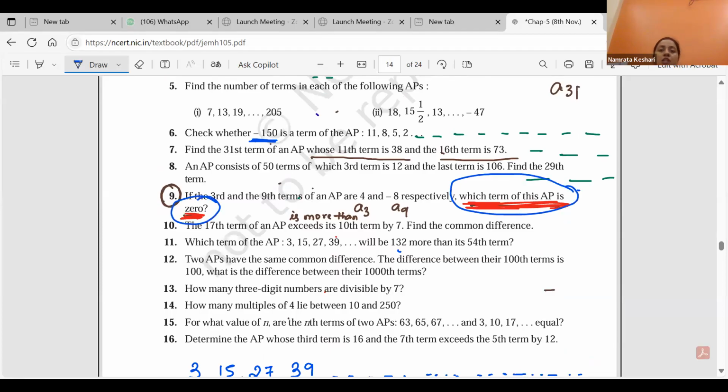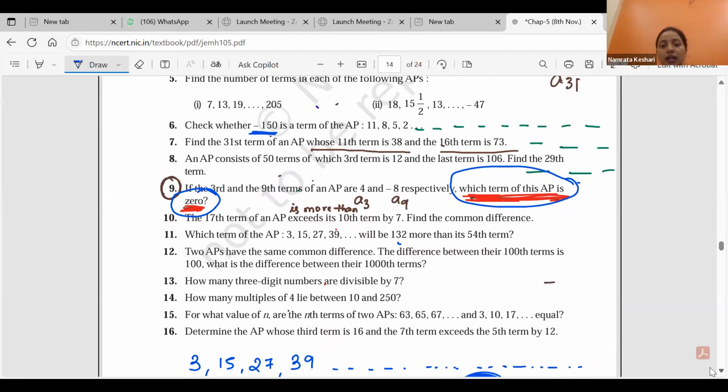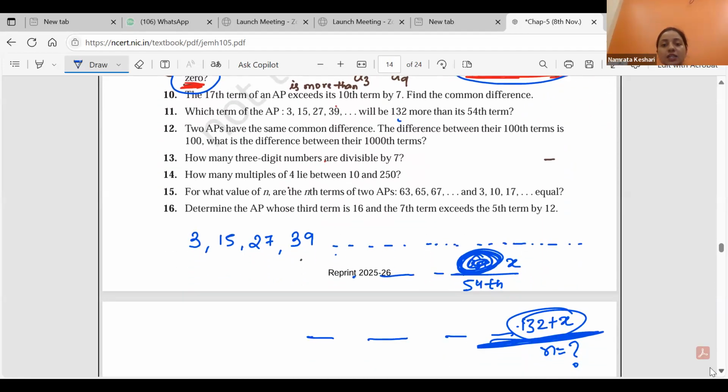मतलब इस AP में 0 कौन से प्लेस पे है. अब हमारे पास सेम question है but language. Language क्या लिखा हुआ है? Which term of the AP is 132 more than 54th term? तो सबसे पहले अगर हमने 54th term निकाल लिया, क्या हमें पता है हमारे पास सारे data available है? Of course available है. We know what is a.